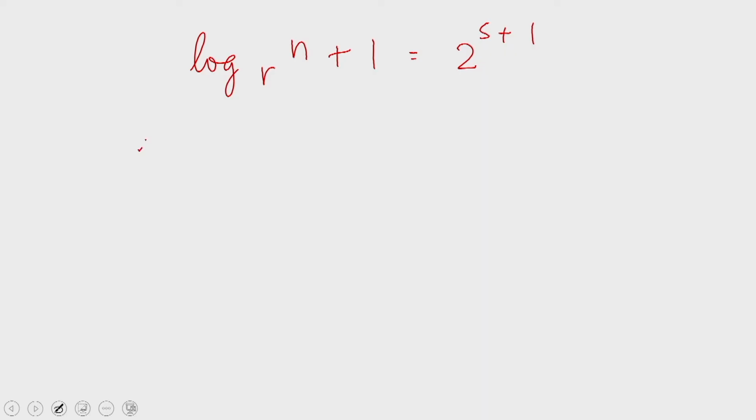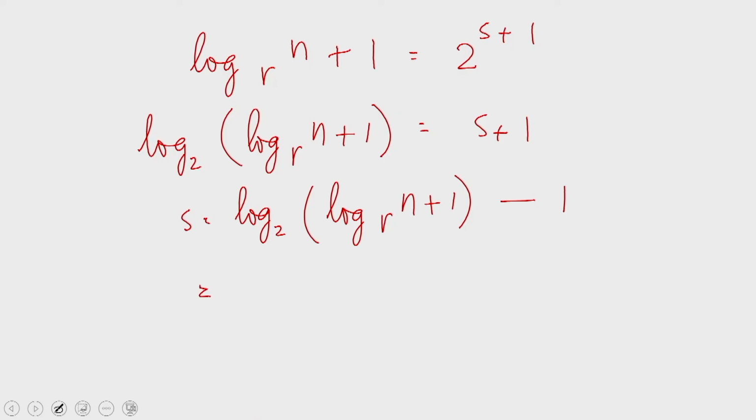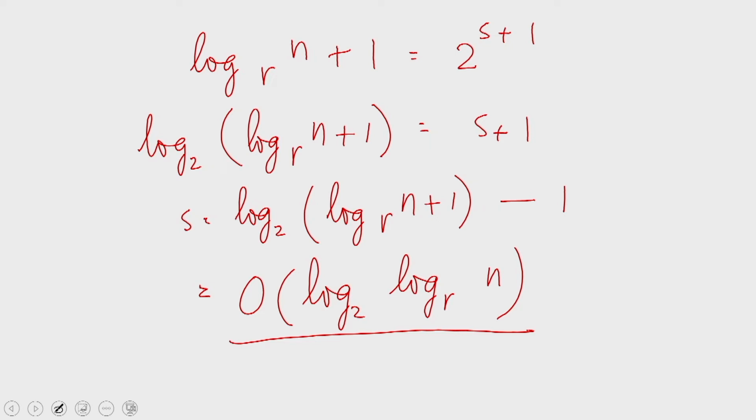If you take logarithm once again, you have logarithm to the base 2 of log n to the base r plus 1 is equal to s plus 1. That tells you after how many steps the recursion would stop. That is, s is equal to logarithm to the base 2 of logarithm to the base r of n plus 1 the whole minus 1, which is order of log 2 of log r of n. So, the algorithm would run in order of logarithm to the base 2 of logarithm to the base r of n using n r processors.